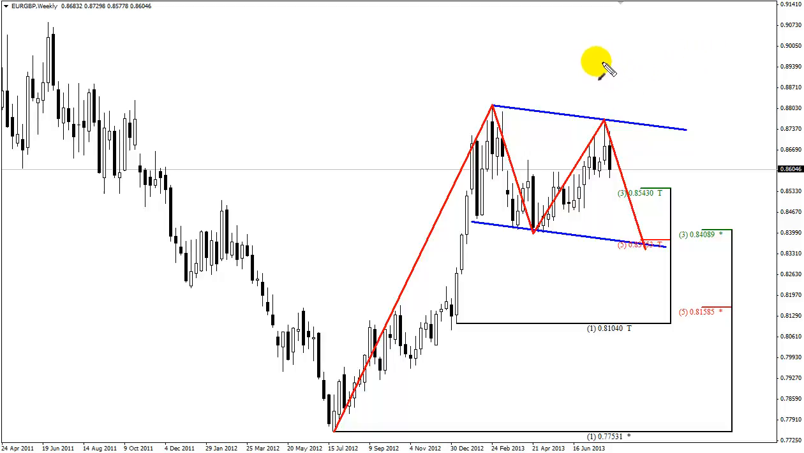But the market rejected the upper border of this flag, and this week the market closed with a bearish engulfing candlestick pattern. And if the market triggers this pattern, it will take the market to retest the lower border of this flag.